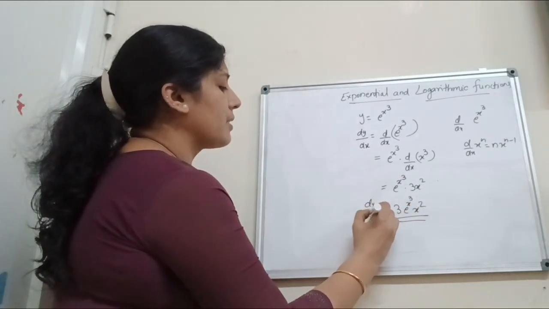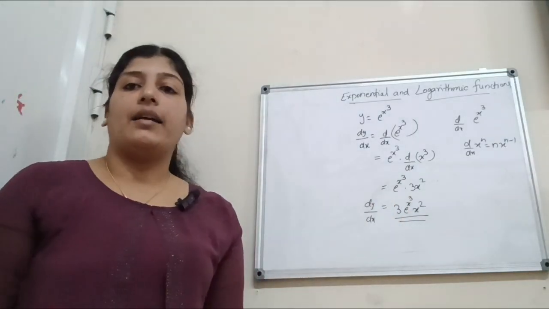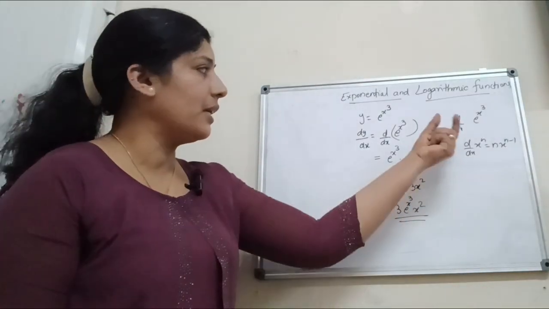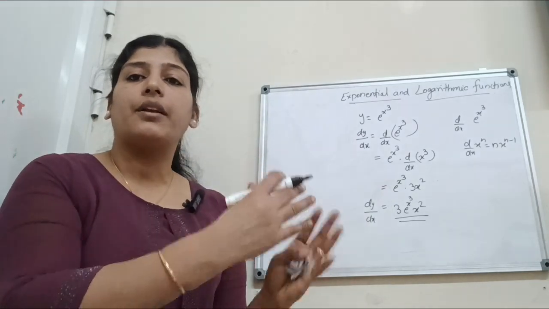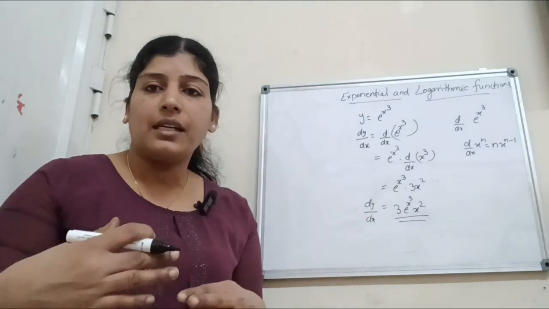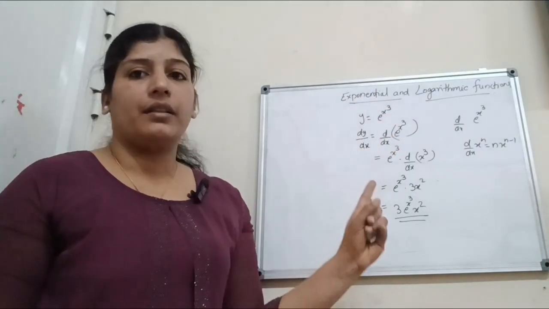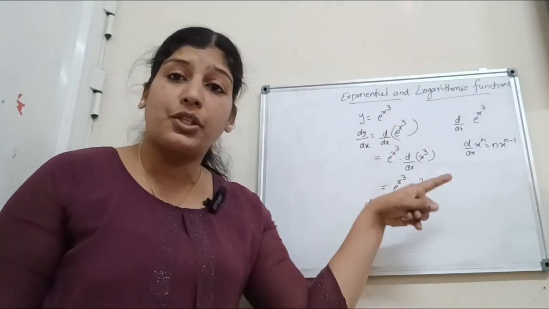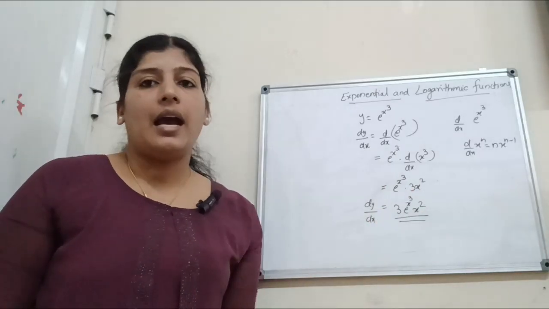Therefore, dy by dx equal to 3 e raised to x cube into x square. That is, here first we have to consider the function is of the form e raised to x. First, we have to find out the derivative of e raised to x. Next, we can consider what is the power of e here. Here, x cube is the power. Therefore, we have to find out the derivative of x cube also. It is of the form 3 e raised to x cube x square.